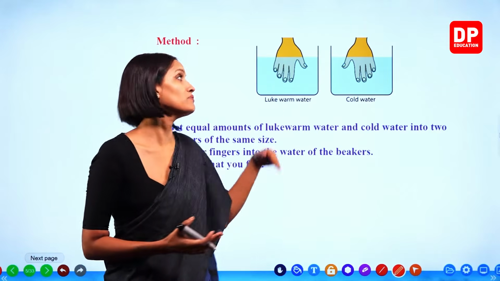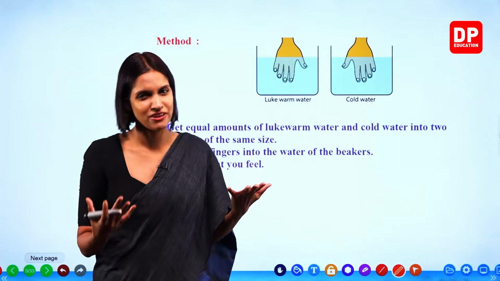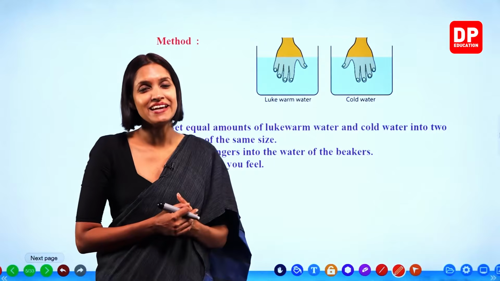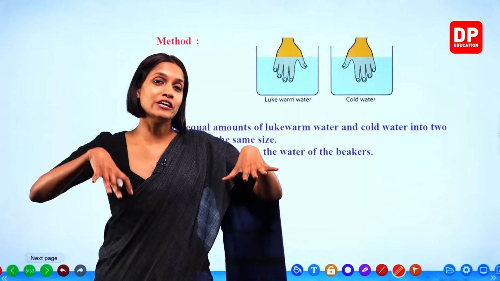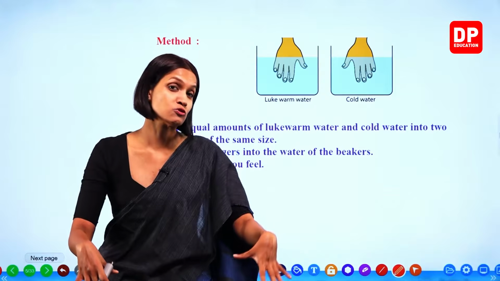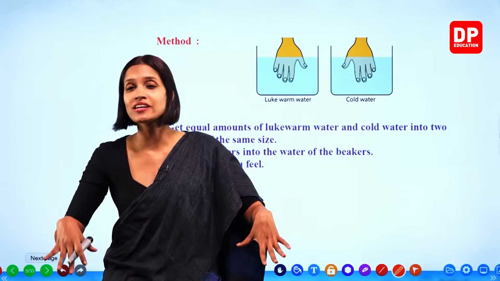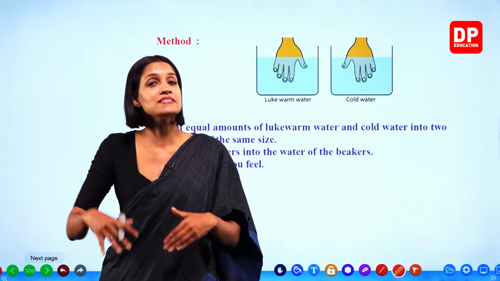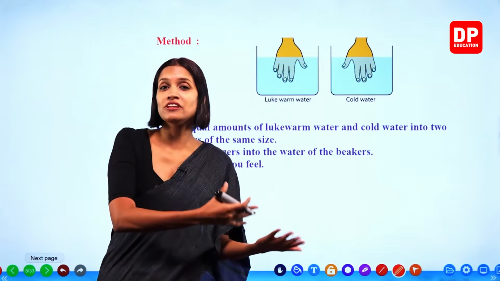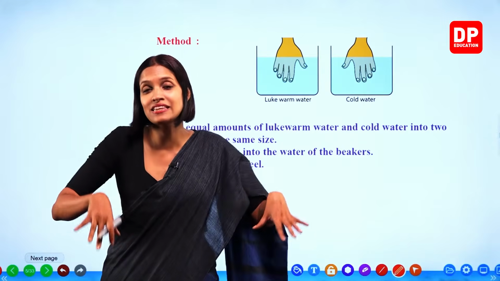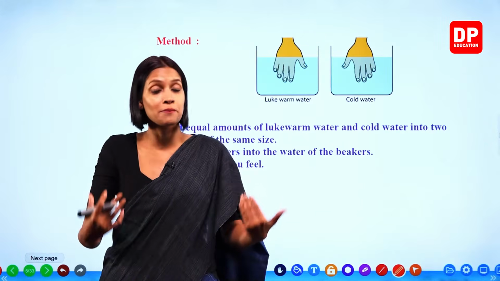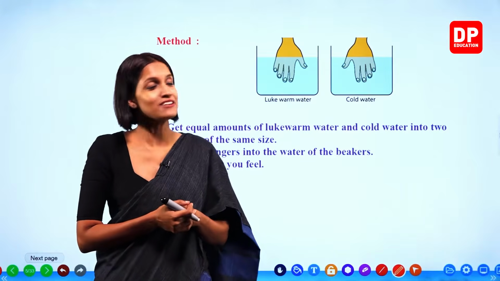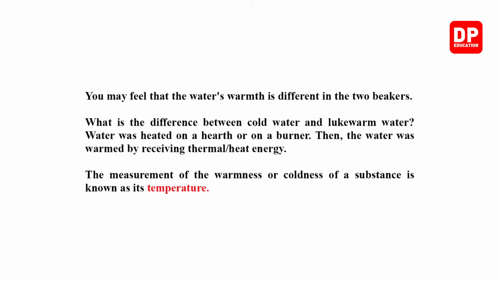What would you feel? Even without doing this one, we know what happens. At the same time, when you immerse your two hands in these two beakers with two different types of water, one warmer than the other, you will feel the warmness in one hand and the coldness in the other hand. You can feel the difference of this temperature. Right, children? Okay. You may feel that the water's warmth is different in the two beakers.